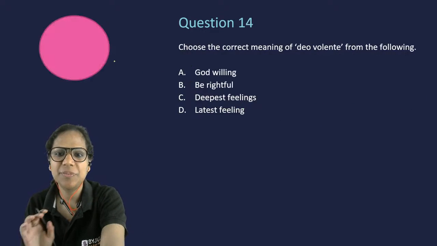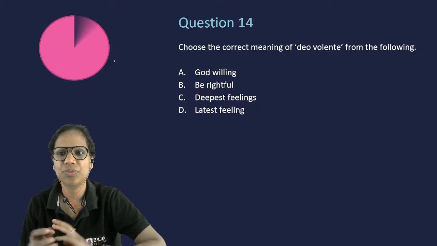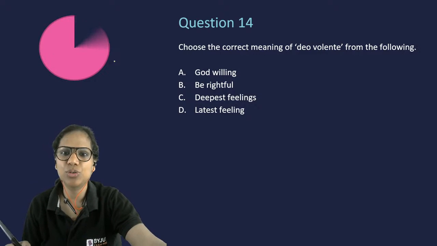सबको समझ में आ गया? If there's any query, please ask. Now, migratory words. We'll do two migratory terms. One we've done, FOPA. Dio volente.